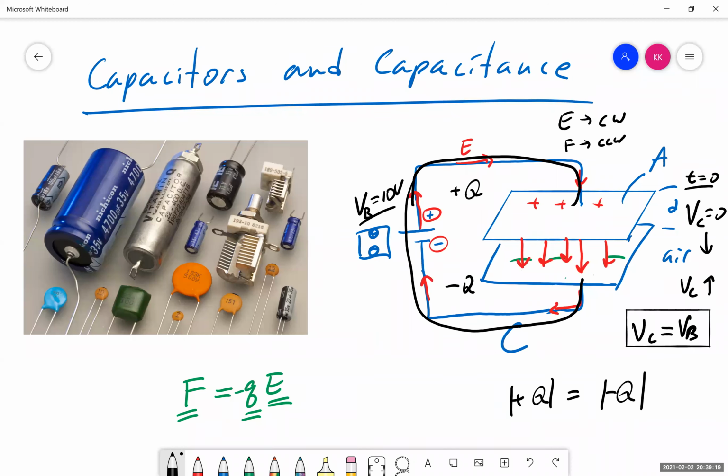That means when the voltage across the capacitor plates, the potential difference between top and bottom plate, is exactly the same as the potential difference between the positive and negative terminals, which is the voltage of the battery, then your charging stops. That means you can say your capacitor is fully charged. All right.